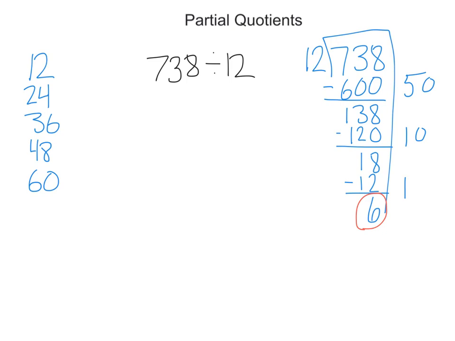Think on your own. How do we know that 6 is the remainder? We know it's the remainder because it is less than 12, the number we are dividing by. So I'm going to add up my numbers and get 61 and 6 the remainder over 12 the divisor. 61 and 6/12 as our answer.